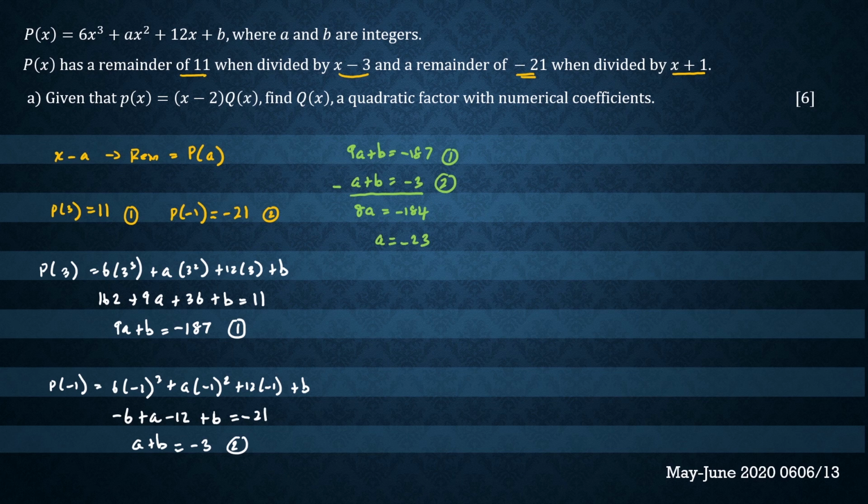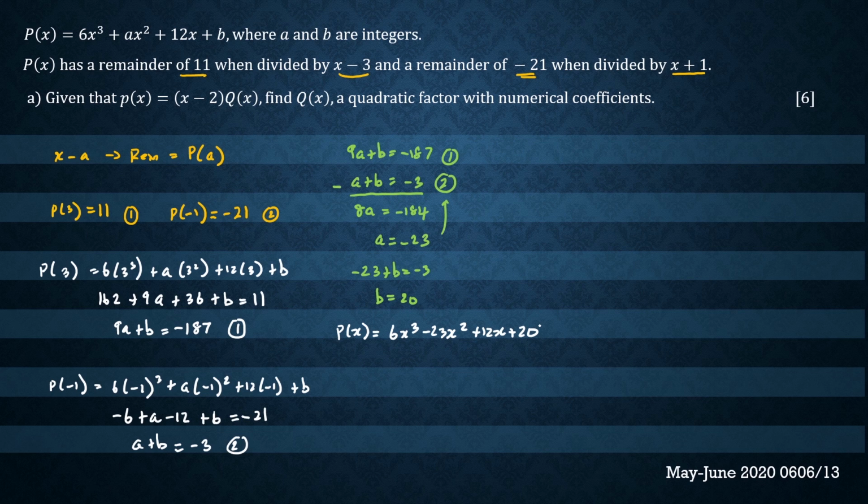So we can substitute that back into equation 2. We have negative 23 plus b equals negative 3. So b would be equal to 20. So we can rewrite our equation as P(x) equals 6x cubed minus 23x squared plus 12x plus 20.